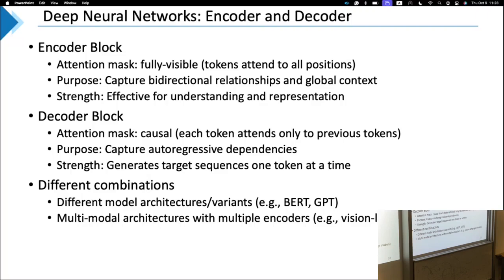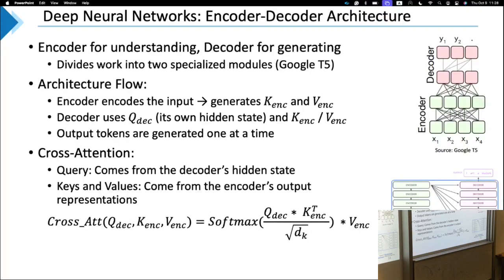And we also have different combinations based on these two basic building blocks. As you can see now, most of the language models are different combinations of these two blocks. And we will introduce this one by one. The first one is, as I said, the initial version of transformer architecture, which is called encoder-decoder architecture.